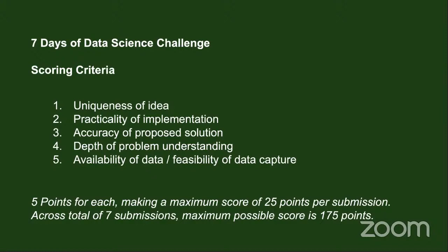Now there are 5 points for each. For each of these 5 items, there's 5 points each, making a maximum score of 25 points per submission. So for every submission, you can get a maximum score of 25 points. And across a total of 7 submissions, you obviously get a maximum score of 175 points. So the maximum that anyone can score is 175 points. We will score you every single day and we will give you a leaderboard every single day.